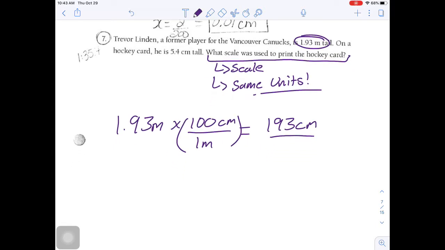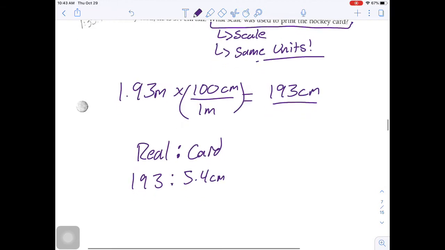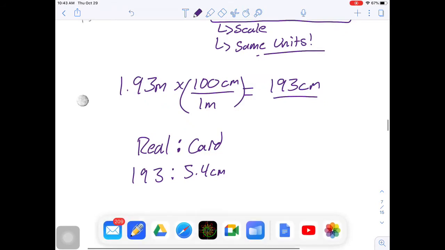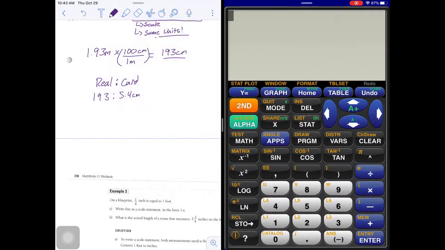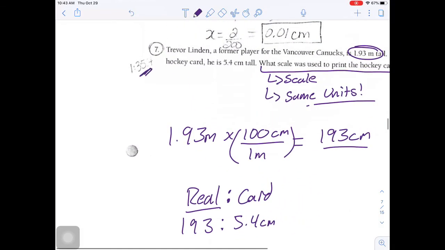So let's put real life on this side and card on this side. So here I'll have 193 for 4.4 centimeters. And let's see what that turns into. So 193 divided by 5.4. And there we get, for every 35 units of a real card or of real life, you get 1 unit of a card, okay? And they just used a decimal, 35.7.